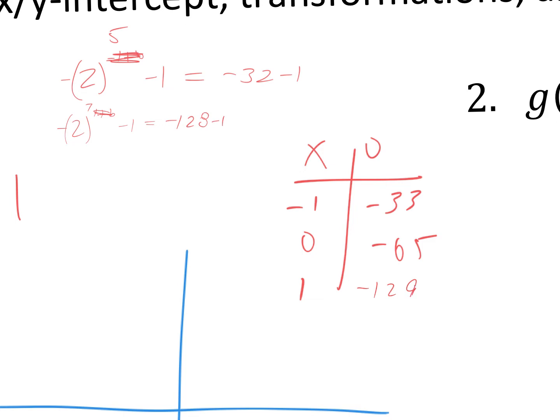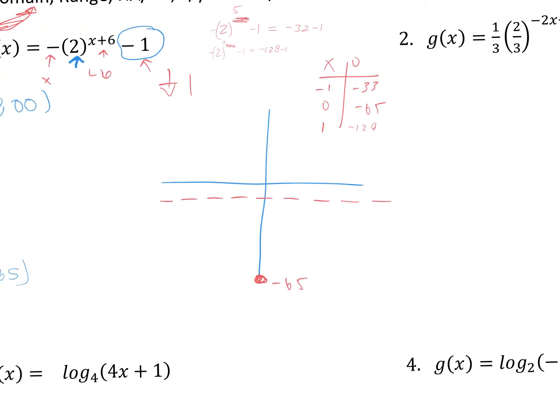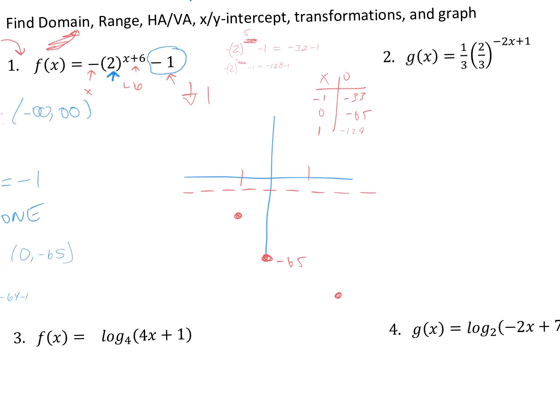So guys, what is this showing you? Right, here's -1. I'm at like -33, say. Here's +1. I'm down here at -129. Do you see the general shape of your function? Yes or no? Okay.